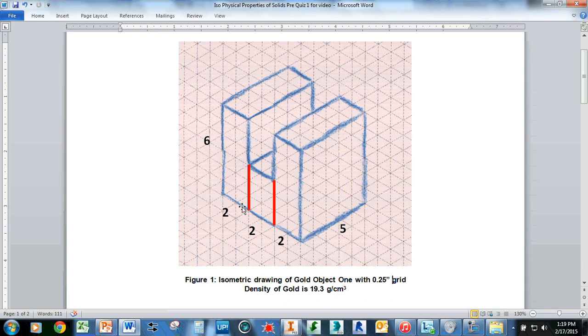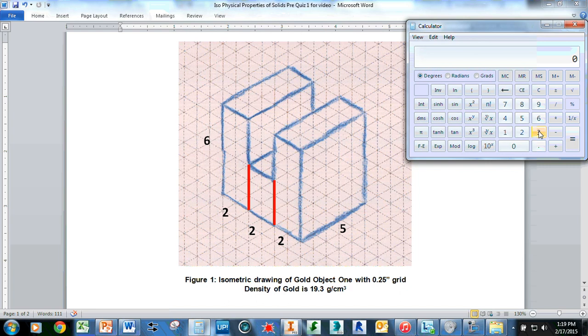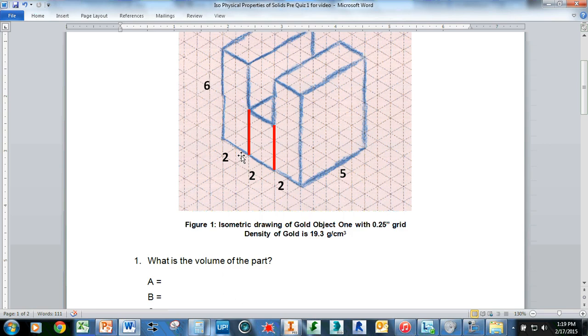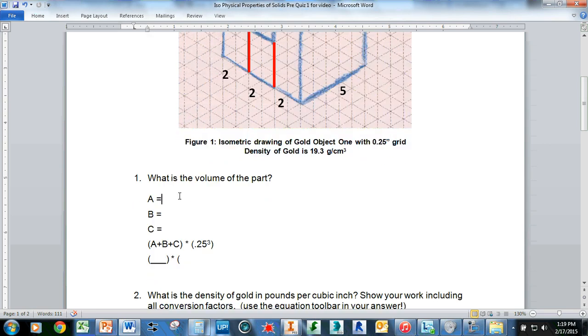So in this case, we have 2 blocks wide. The total height of this rectangular prism, again, we're really dealing with this area here, is 6. And the total depth back is 5. So in pulling up our calculator, the volume of a rectangular prism is just going to be width times depth times height. So in this case, 2 times 6 times 5 comes out to 60. So again, that is going to be A. So we're just going to come down here. What is the volume of the part? We're going to have 60.